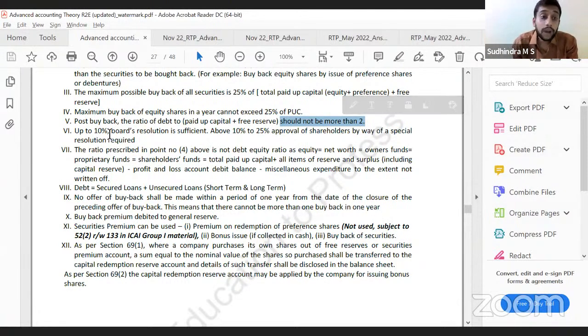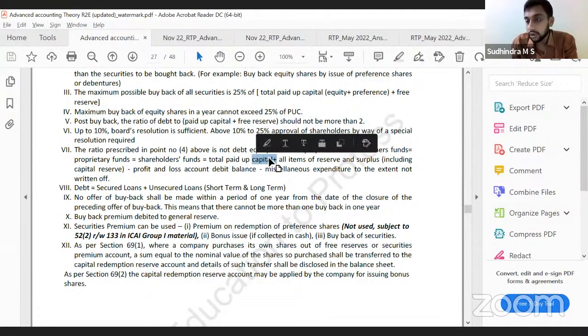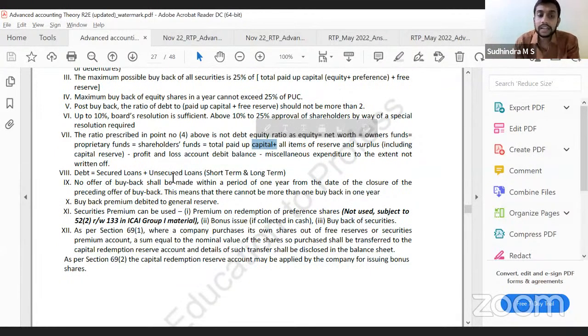Normally special resolution is needed for buyback. However, if the buyback is up to 10%, board resolution is sufficient. The ratio prescribed in point number 4 above is not the debt equity ratio. We call it the debt equity test, but it doesn't include all the equity items. It only includes paid up capital plus free reserves. Free reserves include securities premium for our discussion in this chapter. And debt here includes secured loans plus unsecured loans, both short term and long term.